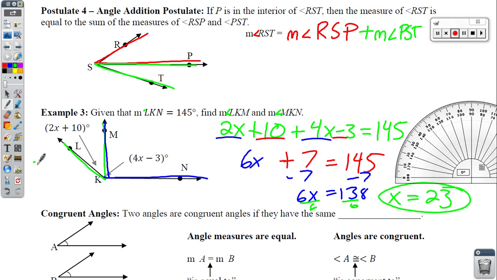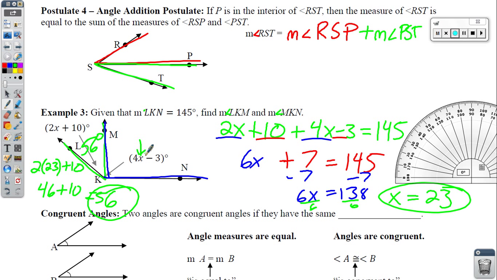So in the one on the left, we can take 2 times 23 plus 10. So 2 times 23 is 46, plus 10 gives 56. So LKM, this one here, is a 56 degree angle. Now we could take x equals 23 and plug it in here for x to get the other angle, the blue angle. But there's another way that we could do this.